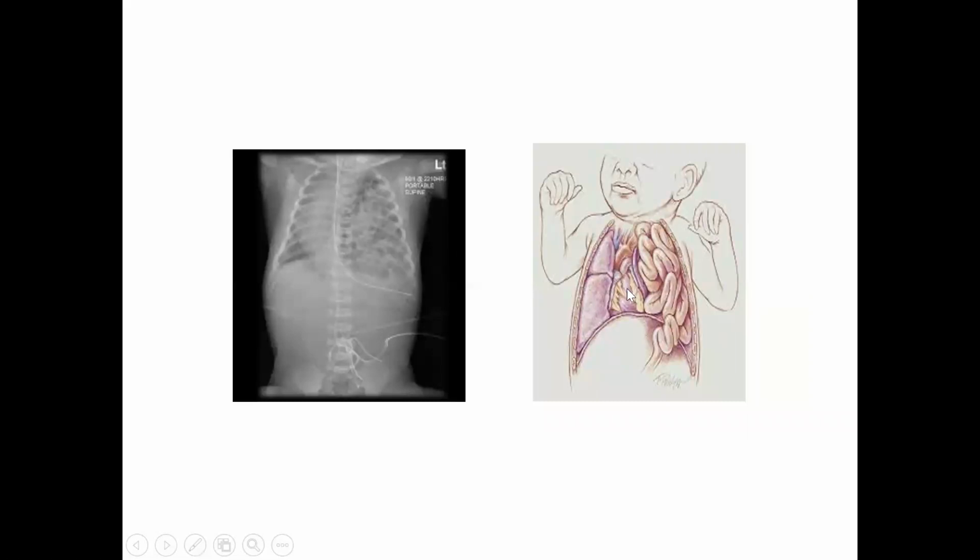So this is the diagrammatic representation of this chest X-ray. You can see in this chest X-ray all the intestinal content is here, okay. So this is the X-ray like this, okay.